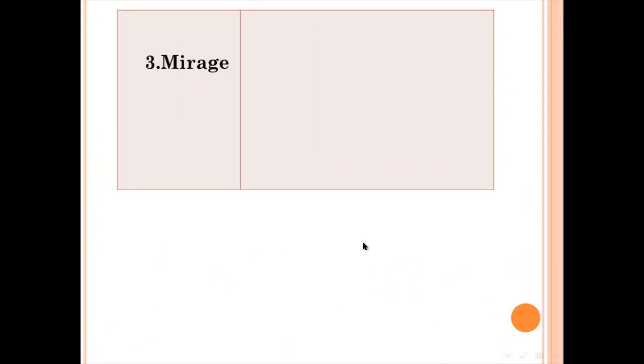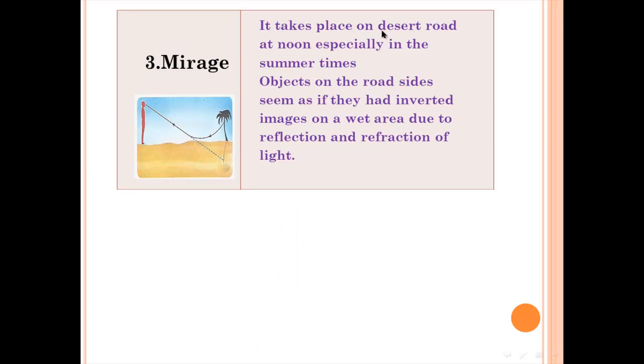Number 3. The last phenomenon, mirage. What is meant by mirage? It takes place on the desert road at noon, especially in summer times. What happens in a mirage? Objects on the roadside seem as if they had inverted, upside down images. Inverted means upside down. So the objects on the roadside seem as if they had inverted images on the wet area due to reflection and refraction of light. Reflection and refraction together. The tree has an inverted image on the road.